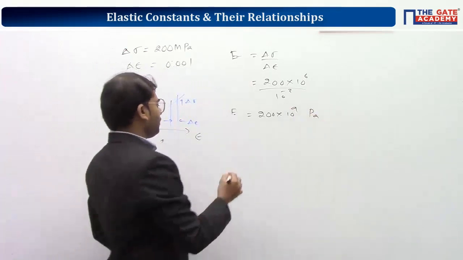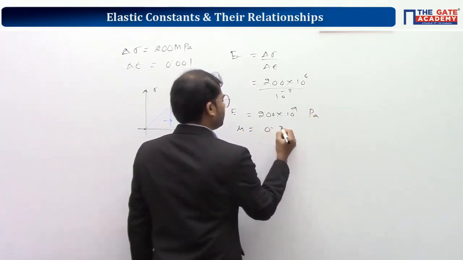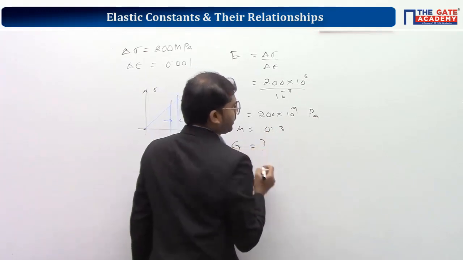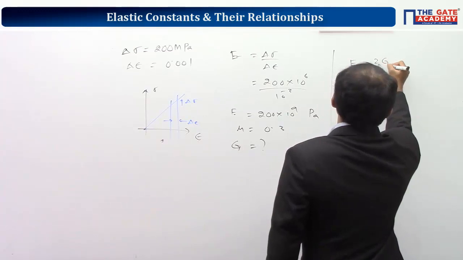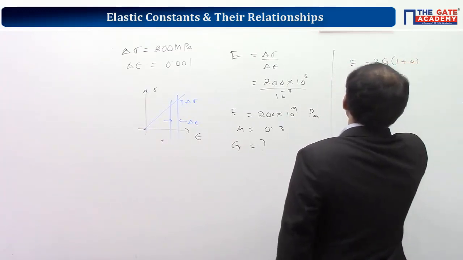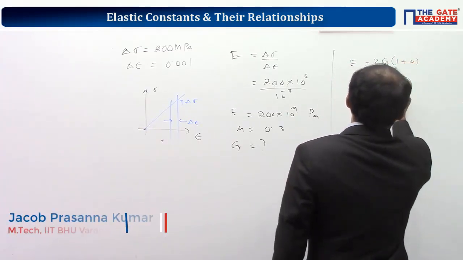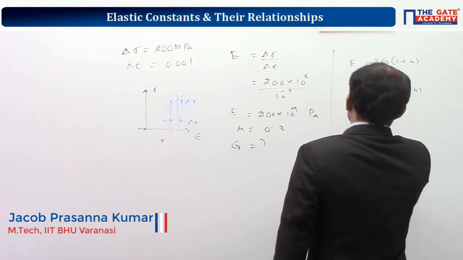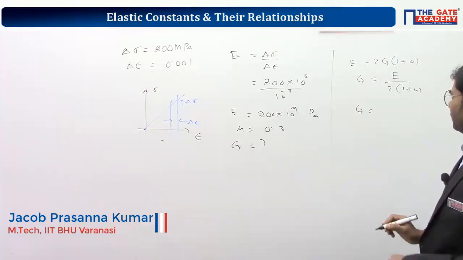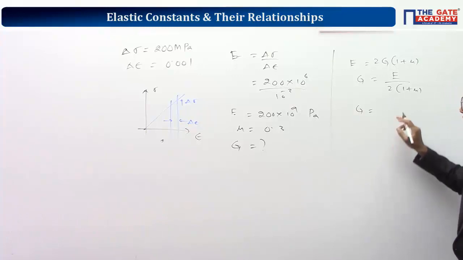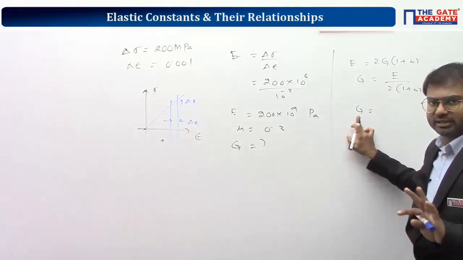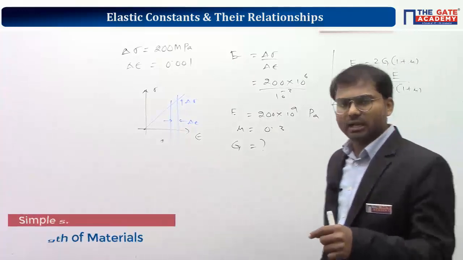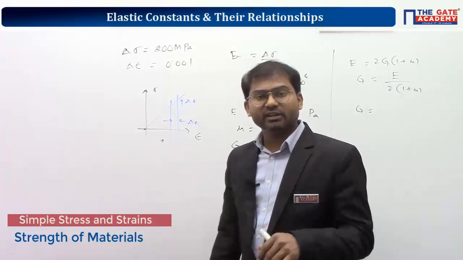They have given us the value of Poisson ratio mu, that is 0.3. Using this, you should get the value of G. We have the equation E is equal to 2G into 1 plus mu, so G can be written as E by 2 into 1 plus mu. You can substitute the values as they are and get the answer in Pascal. But if you see the question, they're expecting the answer in gigapascal.